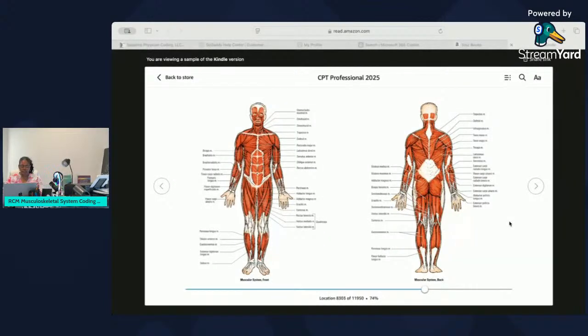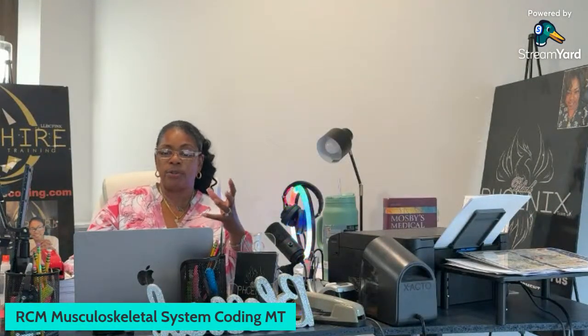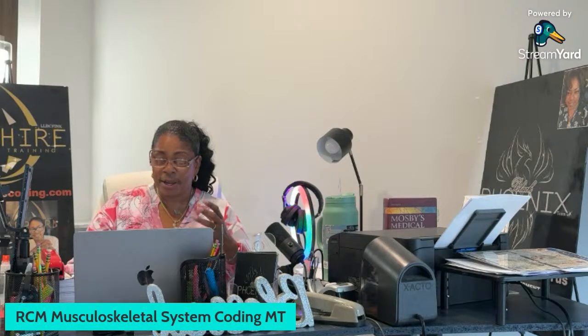Hello, hello, hello, hello. So you guys know today we're talking about the musculoskeletal system, okay? And I found my book that I used to use. I still do, but I felt like we should pull it out so we can kind of get talking about some of these things. So this is an illustration, and this is what I'll be saying is in the CPT book, okay? So the illustrations that are in the CPT book, you guys are going to look over those as well.